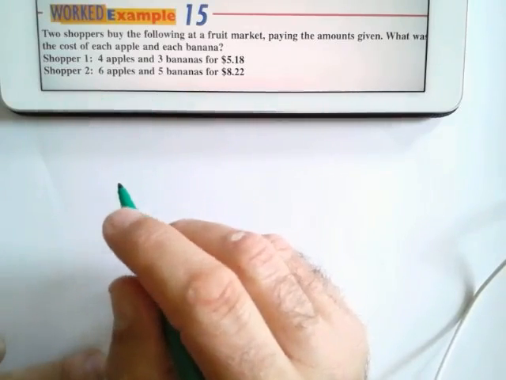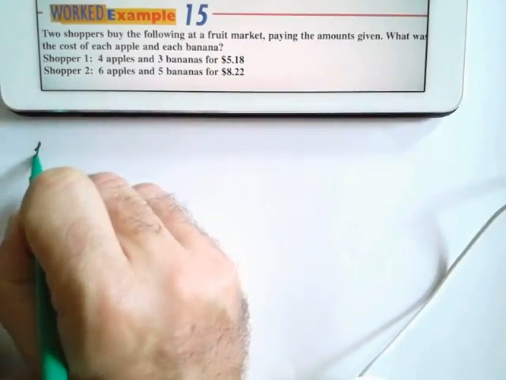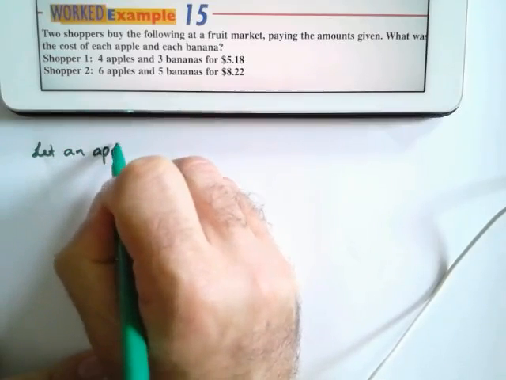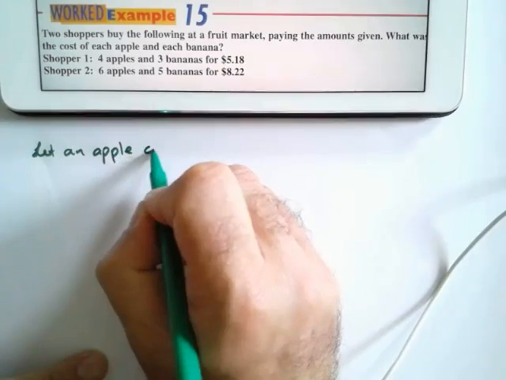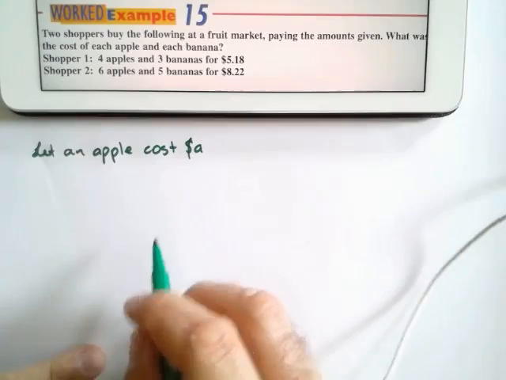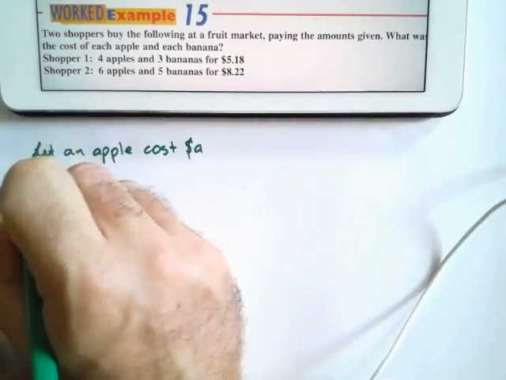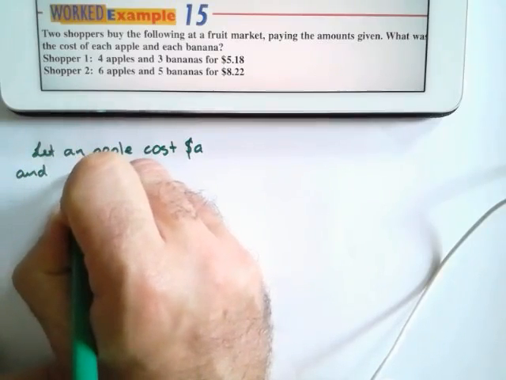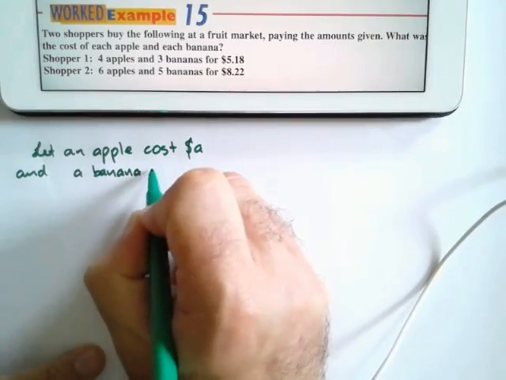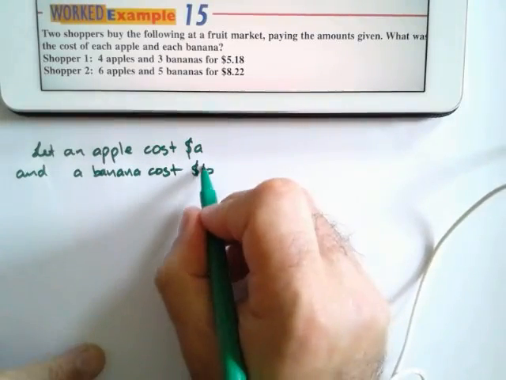And that will give you the hint on what you have to make the variable. You will start off by saying, let an apple, you're looking for the cost, so let an apple cost $A. You can make it X or Y, I just find it easy to use A, and a banana cost $B.